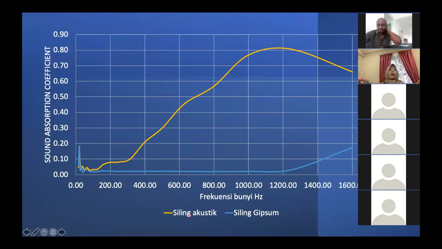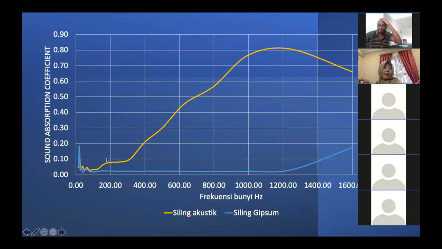Now, what you have is a graph like this, called sound absorption. The maximum is one. If the material has alpha one, it means the material fully absorbs the sound. If alpha is zero, it means the material reflects all the sound. So what we have here is absorb and reflect.